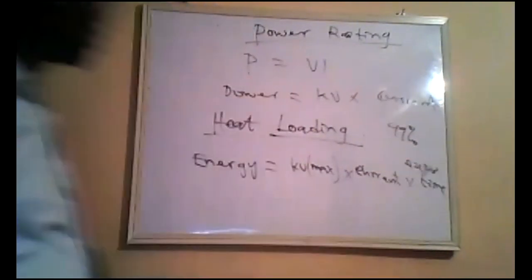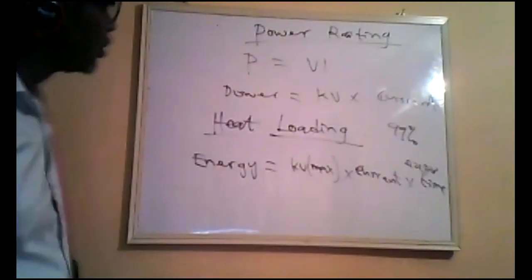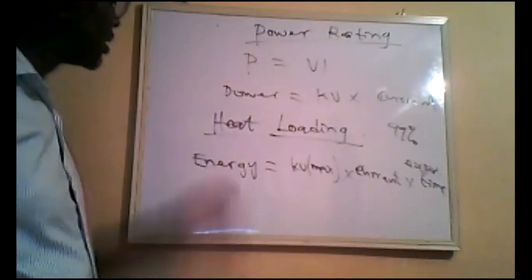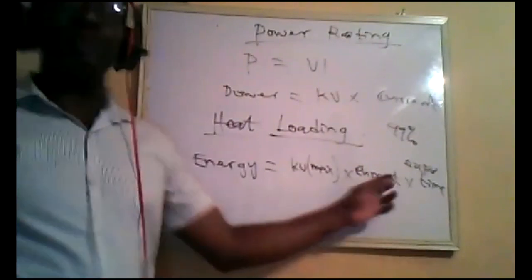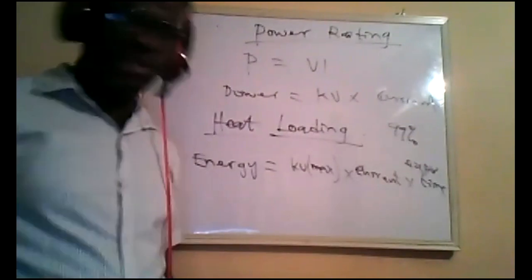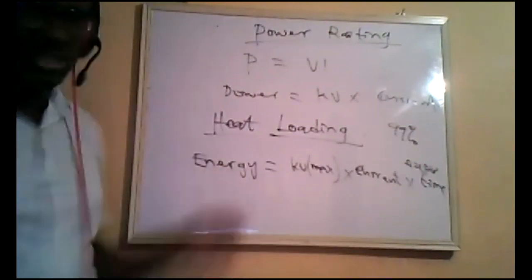Exposure time. If you have these three variables, they give us an idea of how much heat energy is going to be produced for a particular exposure. At times, when you select some parameters and press the button, nothing happens because you have exceeded the heat loading of that machine.